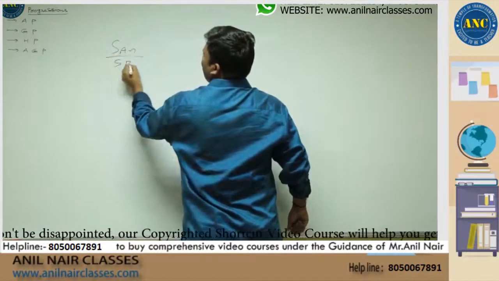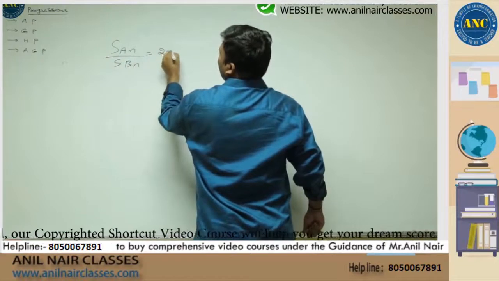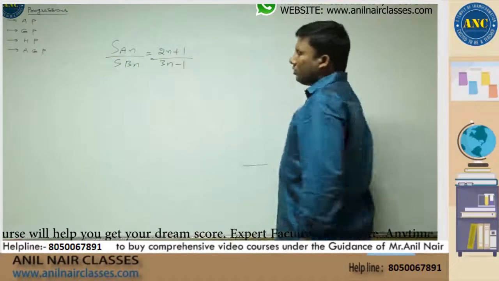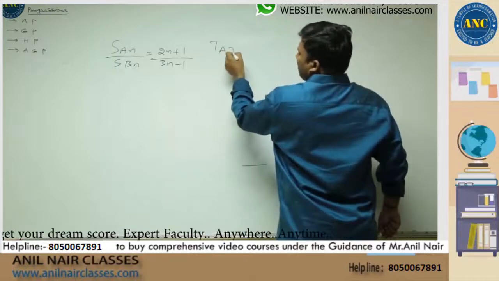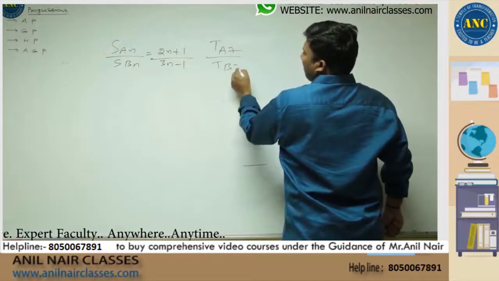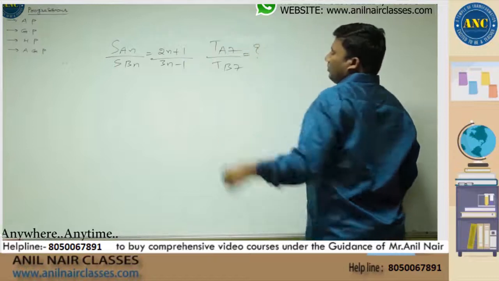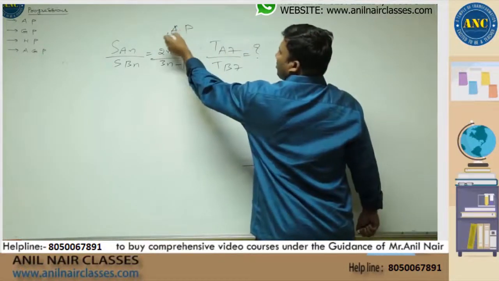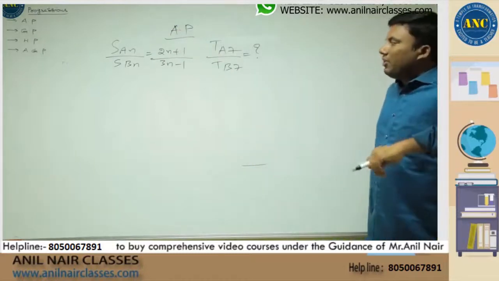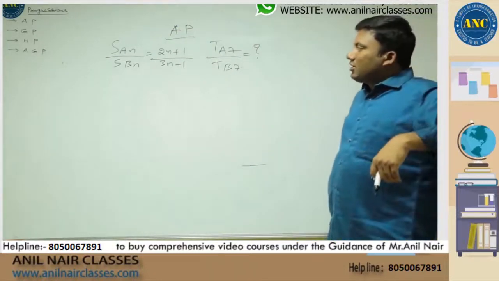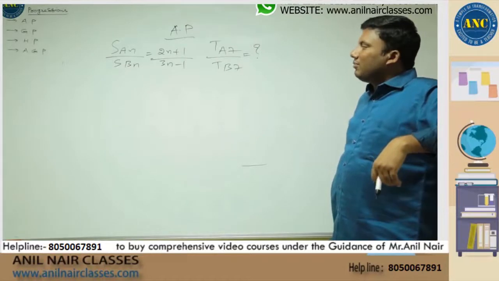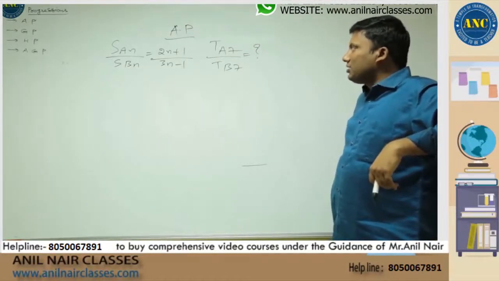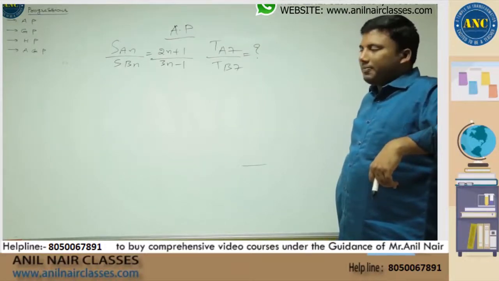SAn by SBn is equivalent to 2n plus 1 by 3n minus 1. Find the 7th term in series A by 7th term in series B. The question is in arithmetic progression. Sum of n terms in series A by sum of n terms in series B is given by 2n plus 1 by 3n minus 1. Find the 7th term in series A by 7th term in series B.